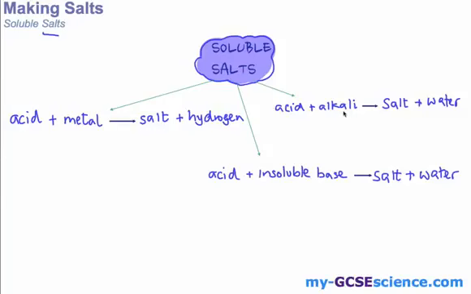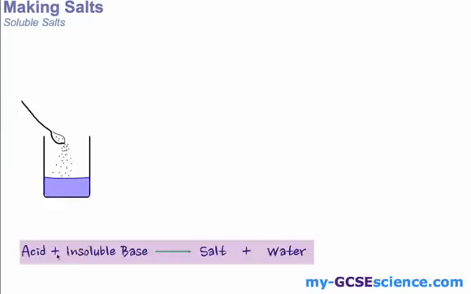Now I want to go through two methods we could use to make our soluble salts, and we're going to start off with the method of using acid plus insoluble base. So here we have our little formula that tells us what we get produced with our acid and insoluble base, but we're going to use a particular example. I'm going to use the example of copper oxide, which is our insoluble base, and our acid, which is going to be sulfuric acid. So when we react these two together, the soluble salt that we get is called copper sulfate.